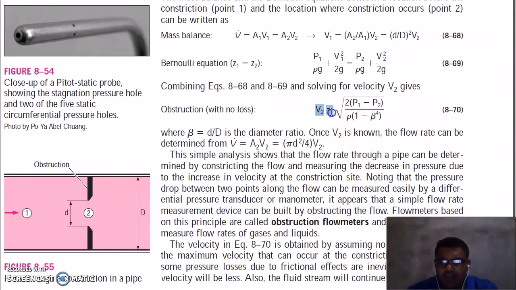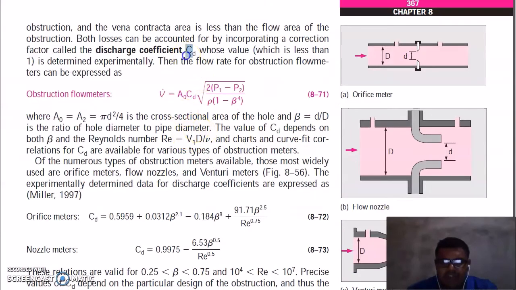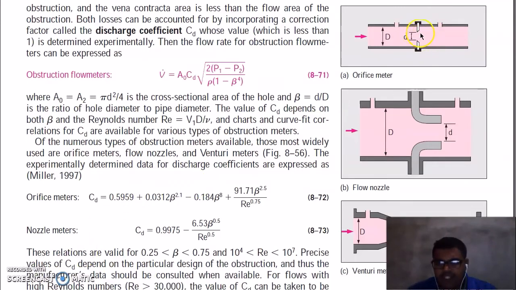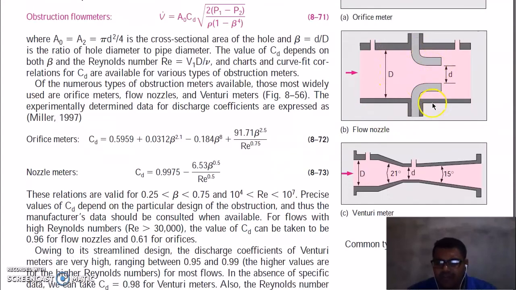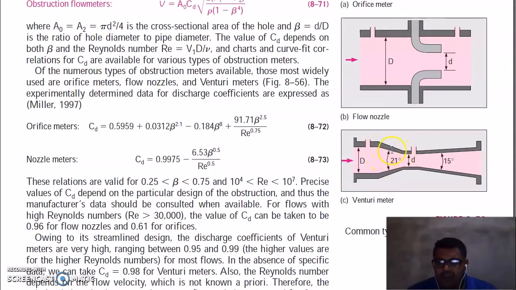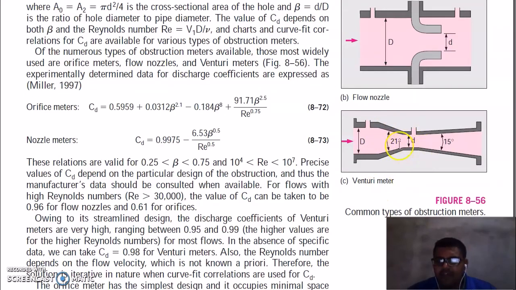You can multiply this velocity with this Cd, your discharge coefficient, which is less than 1 and measured experimentally. So you can see, to measure the pressure we select a point here, which is the pressure before the obstruction, and this is the pressure after the obstruction, and this is the diameter of the restriction. If we use a plate with a hole, this is called an orifice meter. We can use a flow nozzle here also, and this is a venturi meter with this shape, where the cross section decreases gradually. So this is called a venturi meter. These are common types of obstruction meters.